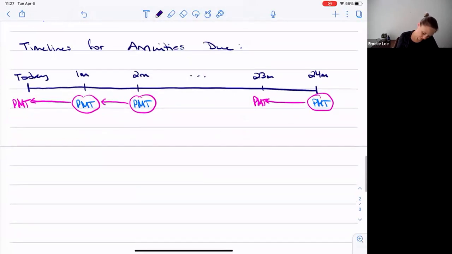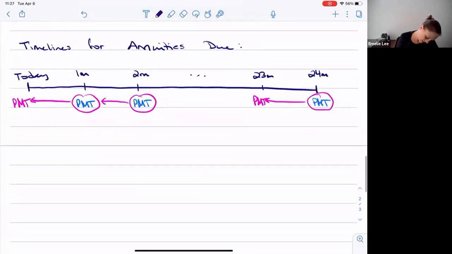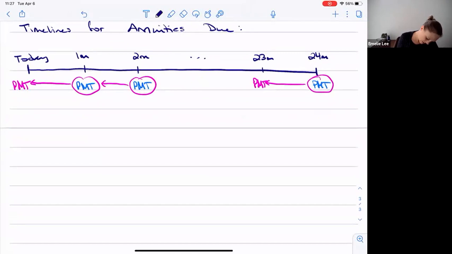Okay. So our new timeline is going to look like this. We draw our new timeline.